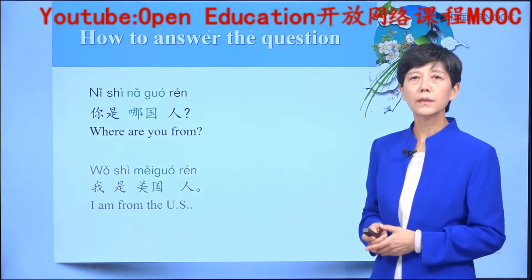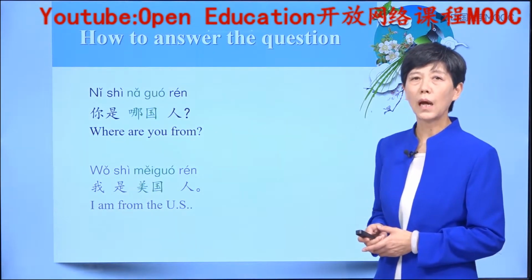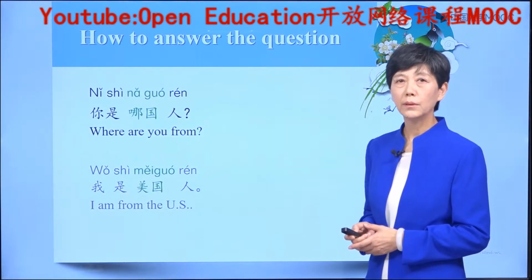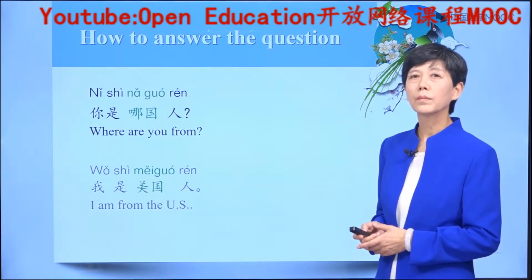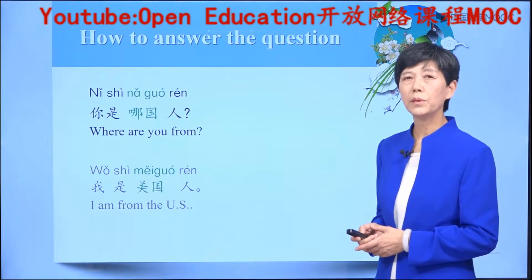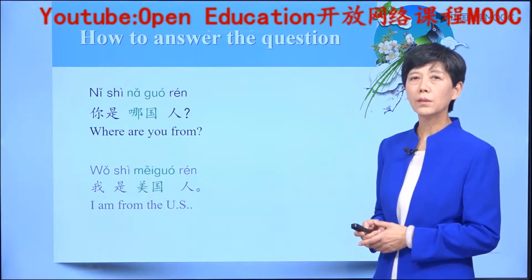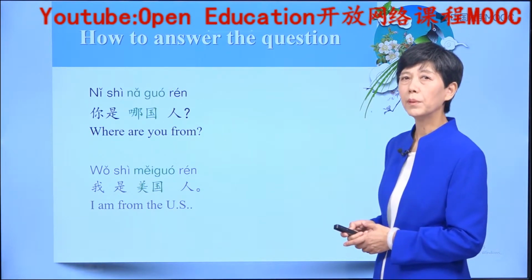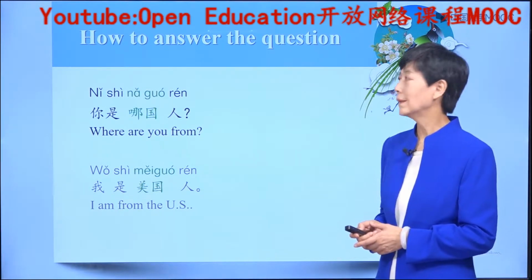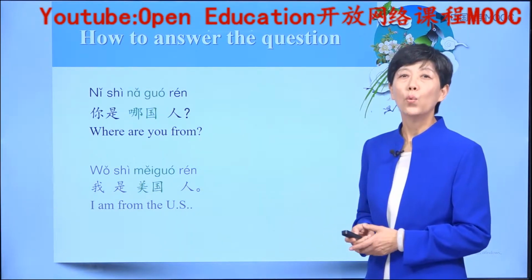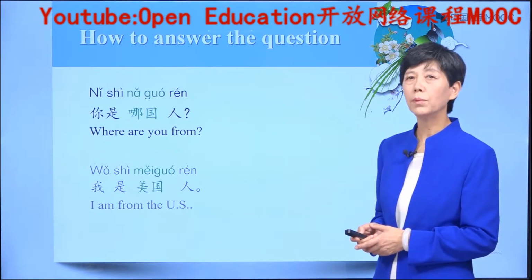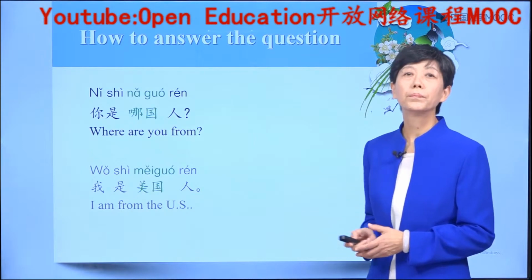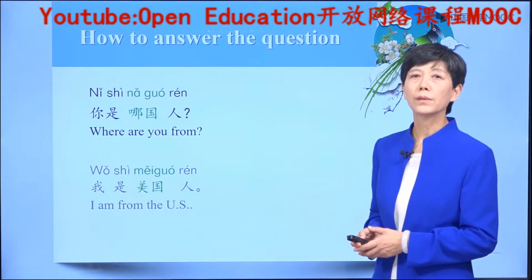So if we translate the question 你是哪国人 word by word into English, we get the translation: You are which country people? The answer is very easy. You simply replace the word 哪国 with a specific name of a country, for example, 美国. The full answer is 我是美国人.